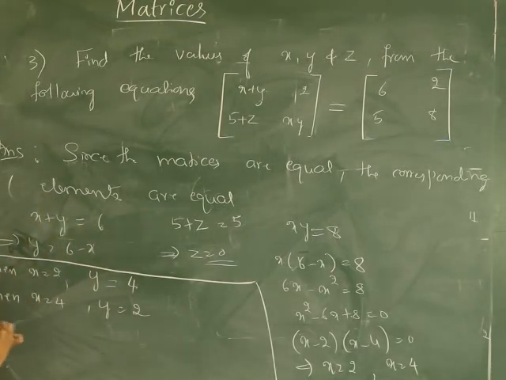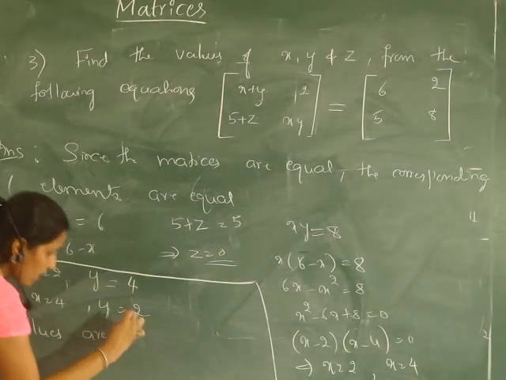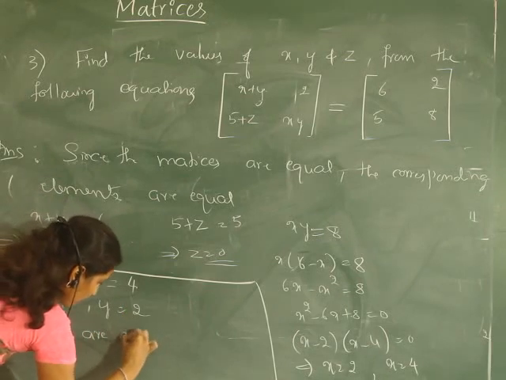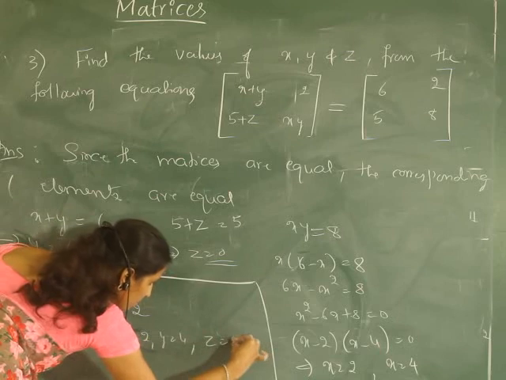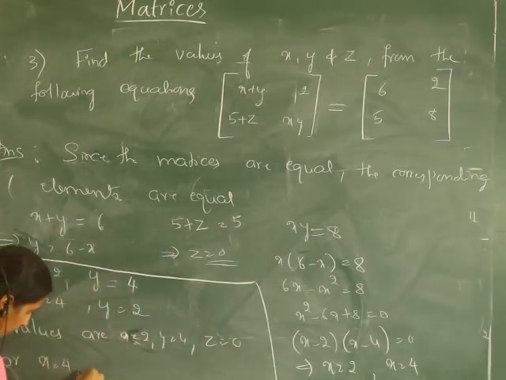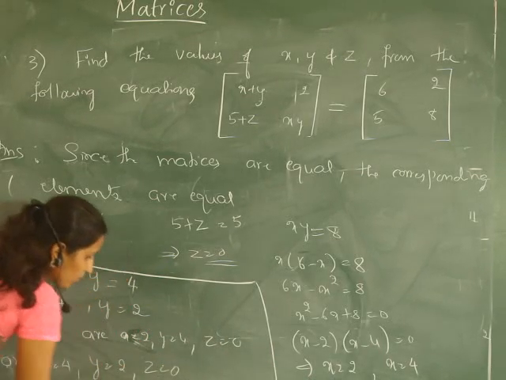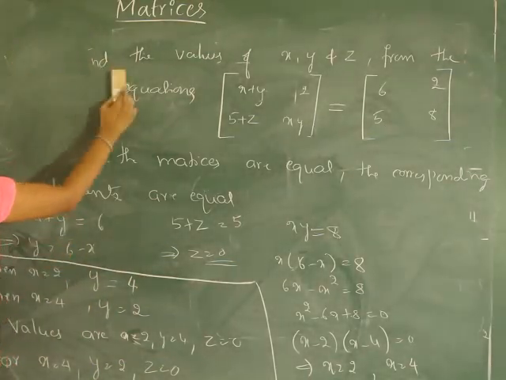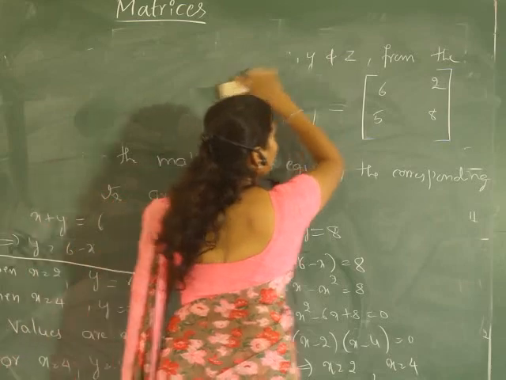Therefore the values are x equal to 2, y is equal to 4, z is equal to 0, or x equal to 4, y is equal to 2, z is equal to 0. So these are the values of x, y and z.